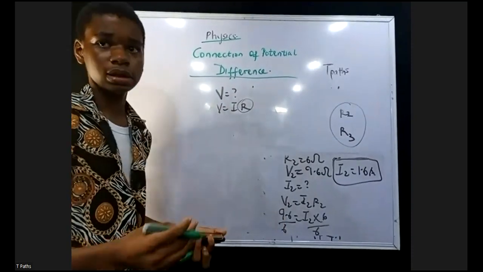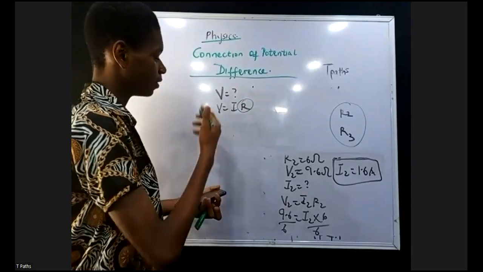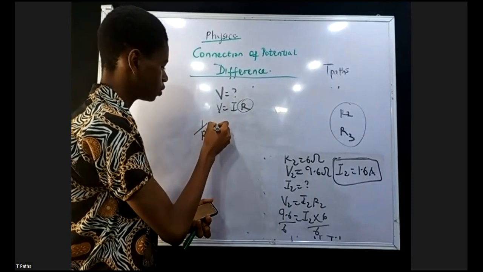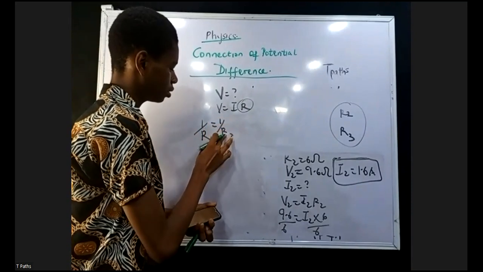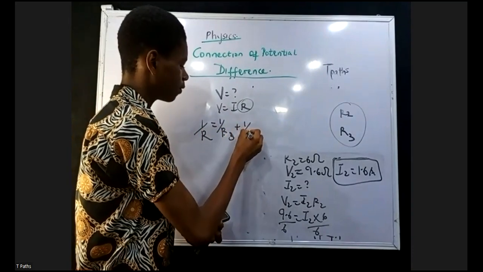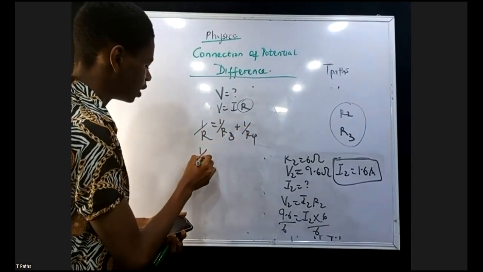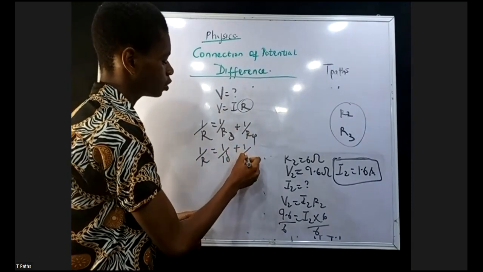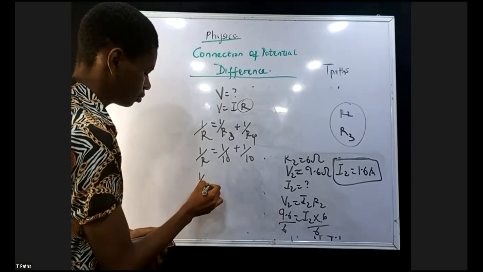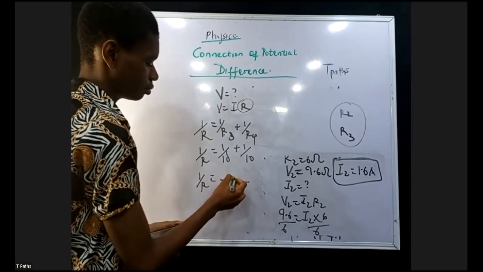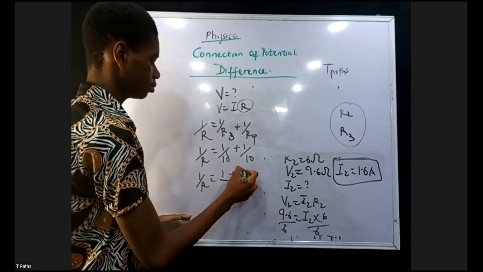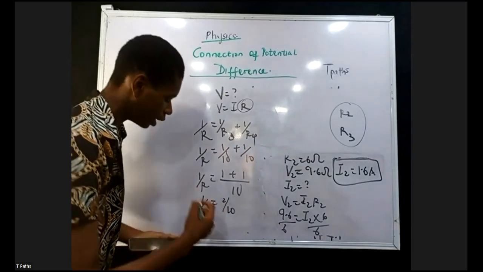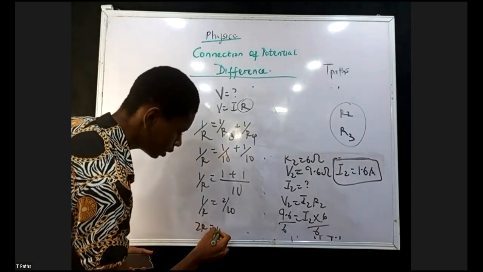So I'm going to find the net resistance of those connected in parallel, which is R. 1 over R is equal to 1 over R3 plus 1 over R4. So 1 over R is equal to 1 over my R3, which is 10, and then my R4 is also 10. The LCM is going to be 10, so 1 plus 1. That'll give me 1 over R is equal to 2 over 10. And then when I cross multiply, I'll have 2R is equal to 10.